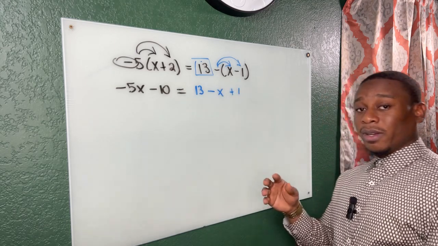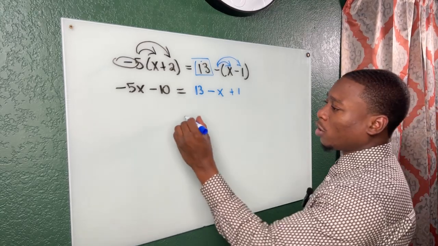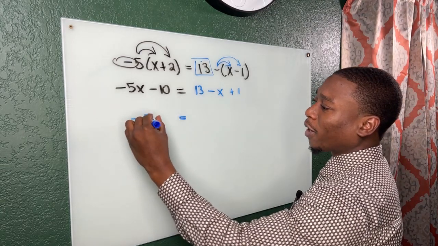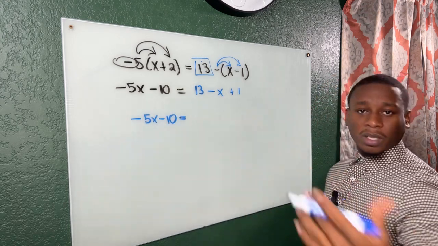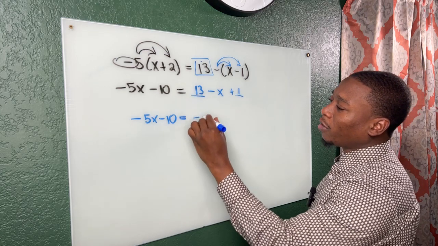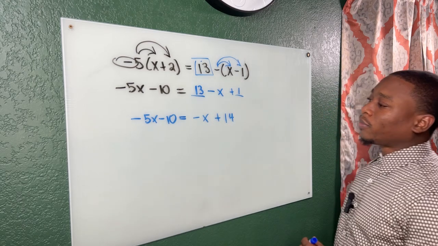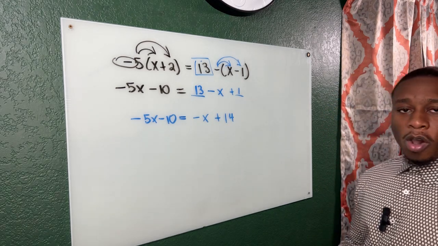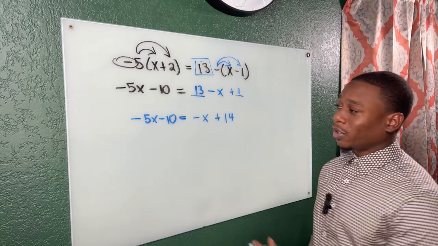So we distributed. Now we need to simplify each side of my equation. So the left-hand side is simplified, -5x minus 10. These aren't like terms, nothing we could do with it. On this side, we have -x plus 14, right? Now all we need to do is start simplifying by moving things from one side to the other.